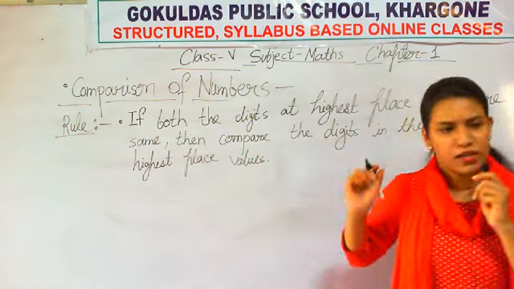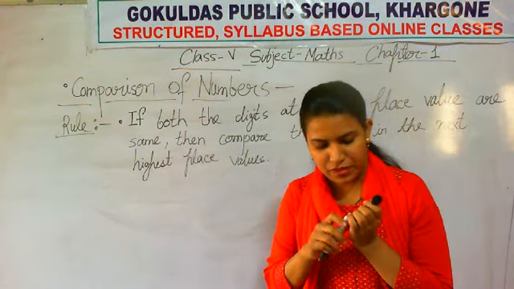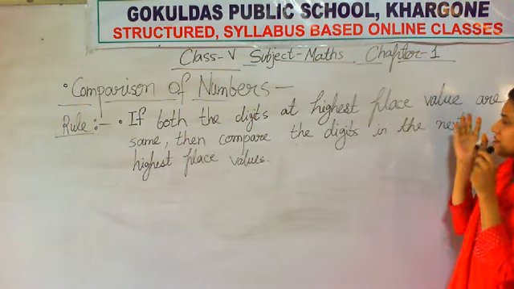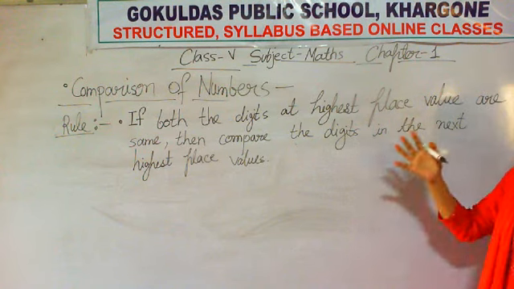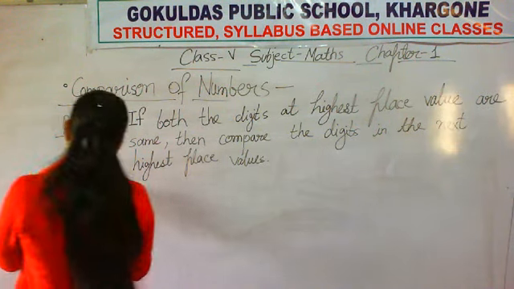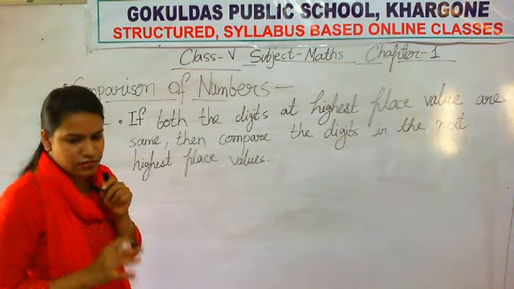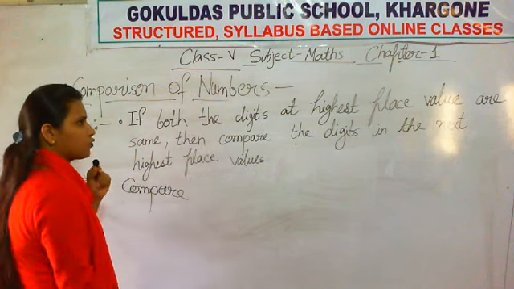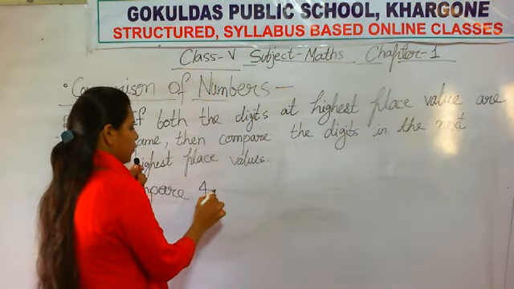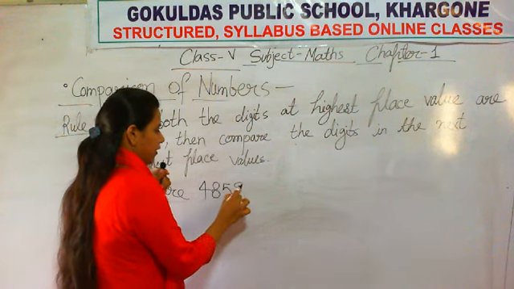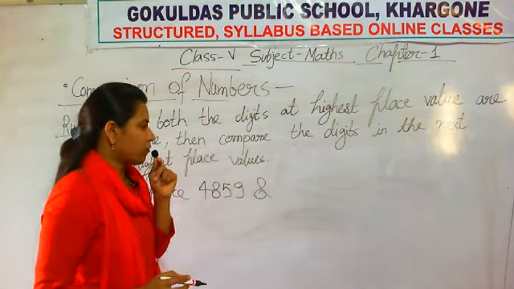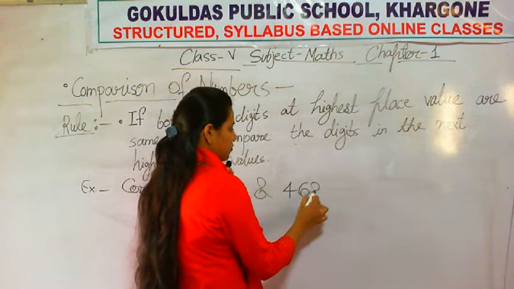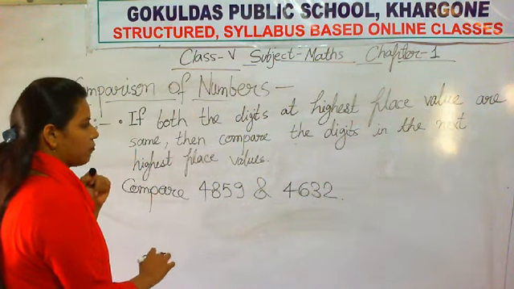Let's understand this rule by another example. What is rule number 3? If both the digits at the highest place value are same, then compare the digits in the next highest place values. So let's take an example to understand this rule. Suppose we want to compare two numbers: 4859 and the other number is 4632. Okay, now start comparing.